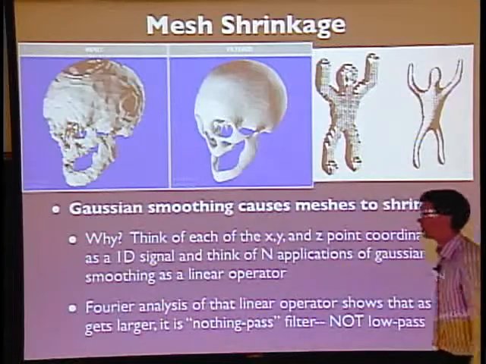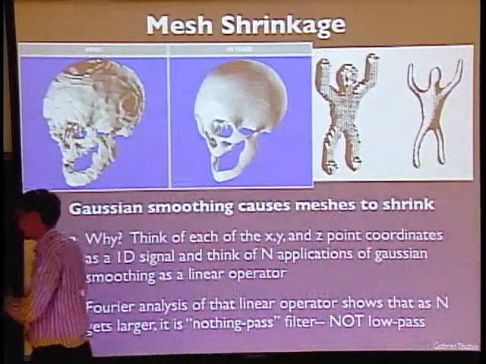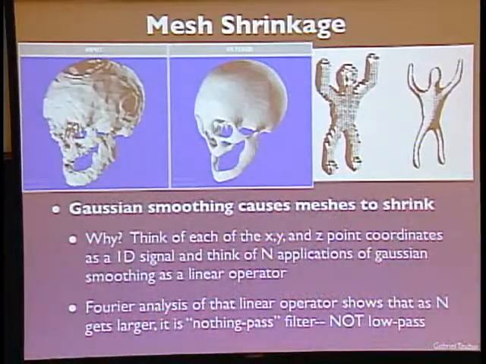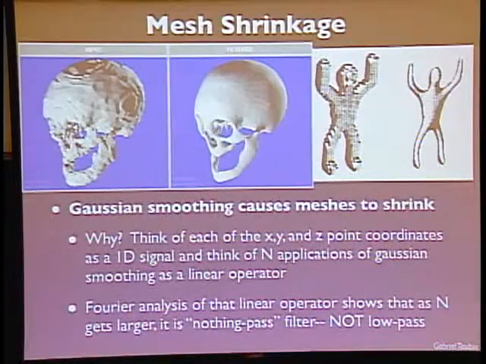The reason for this is pretty interesting. It's a mathematical thing that you can prove, that basically multiple iterations of Gaussian smoothing is a zero-pass filter. So what does that mean? I'll show a little diagram on the next slide.